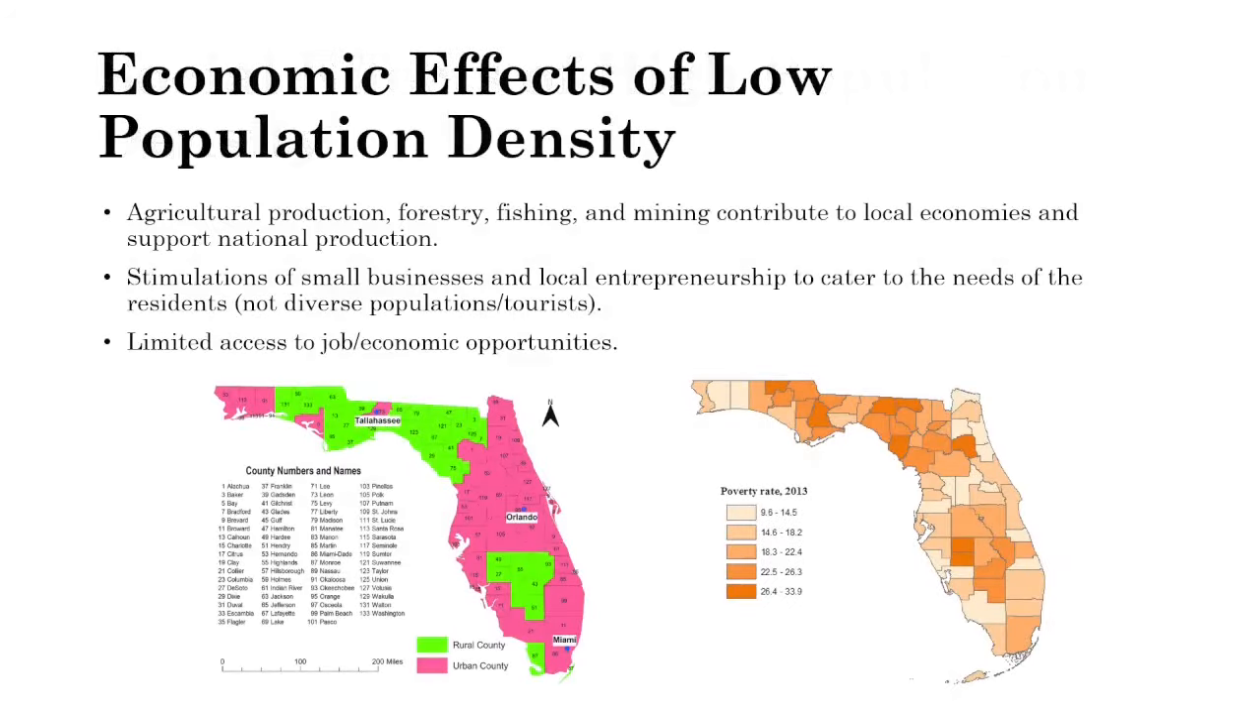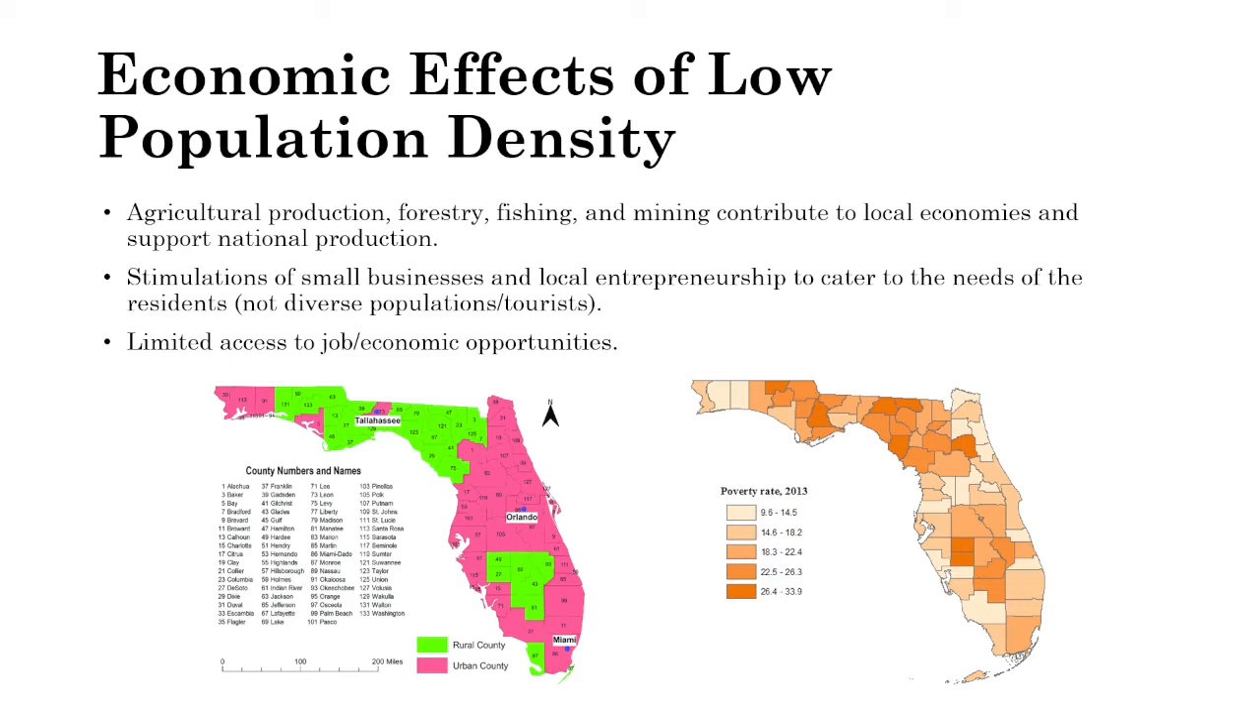In this map, I guess this map's important because I put it on here, it shows poverty rates. So we can see here that the pink shaded regions are urban counties of Florida, and then the green shaded regions are rural counties of Florida. And we can kind of see a pattern that the rural counties typically have higher poverty rates than the urban counties in Florida. And maybe we could link that back to the limited access to job and economic opportunities.